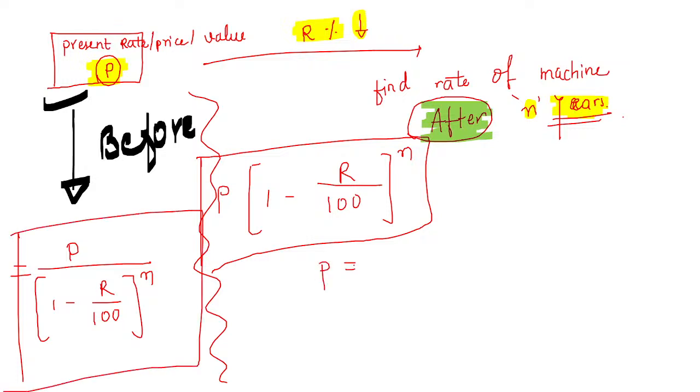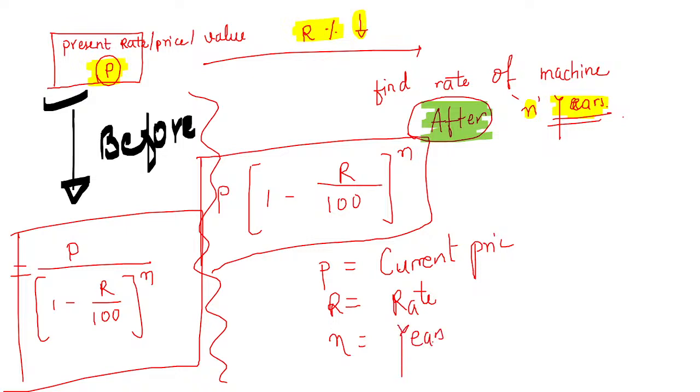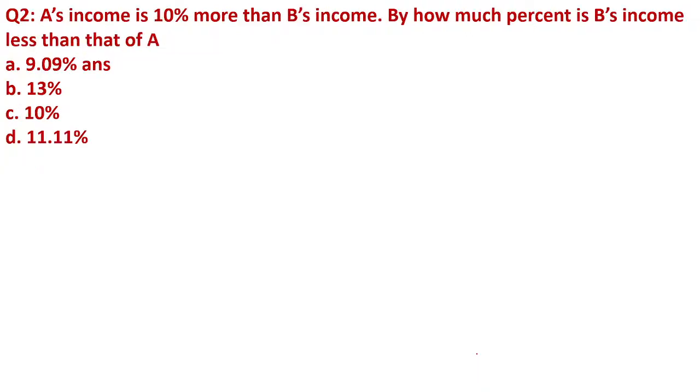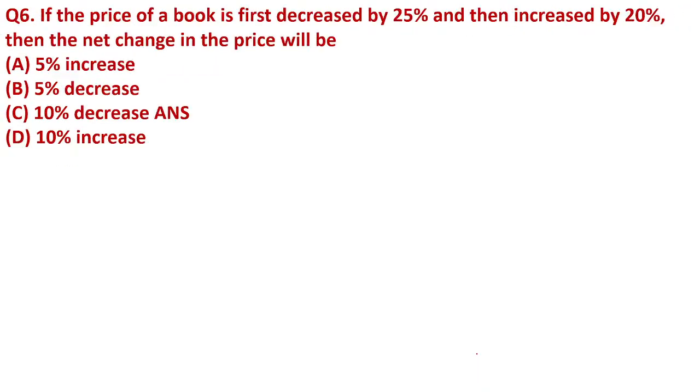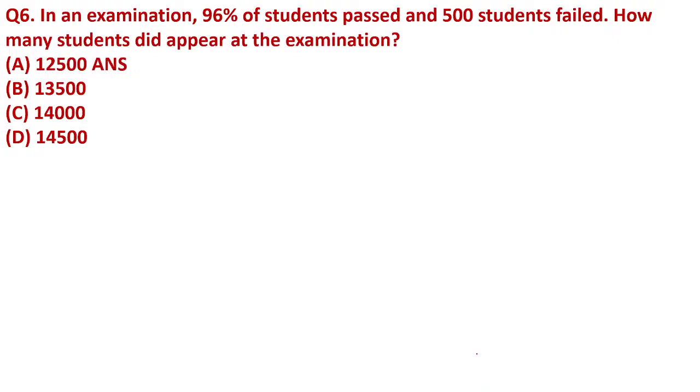What is P? P is the current rate, the current price you can say, of that machine. R is the rate by which the value is getting reduced or increased, and N is the years that is given to you, that is after n years or before n years. Okay, so based on this particular scenario or concept, we'll be solving one question, and you're going to tell me the answer of this question.